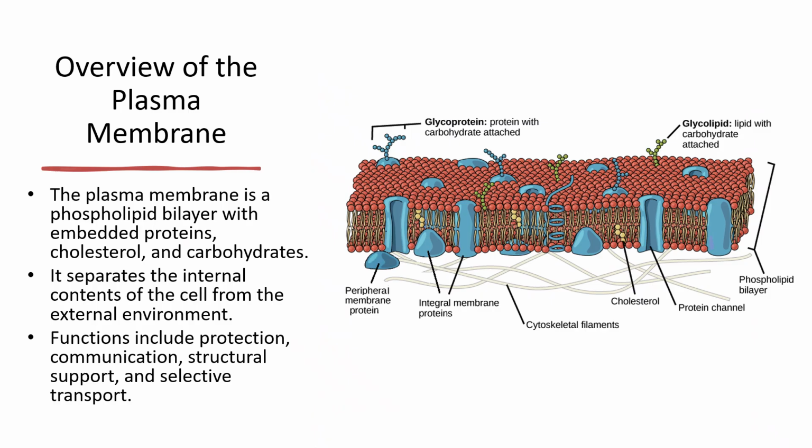The plasma membrane is a selectively permeable boundary composed of a phospholipid bilayer with embedded proteins, cholesterol, and carbohydrates. Its roles include protecting the cell, allowing communication with the environment, offering structural support, and regulating what enters and exits the cell. It's a vital structure that keeps the internal environment of the cell stable, what we call homeostasis.